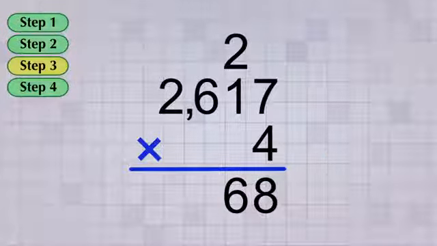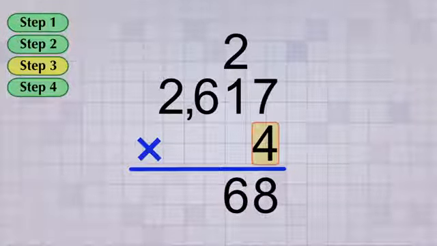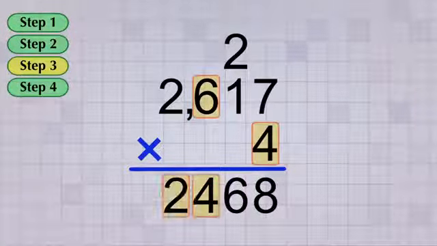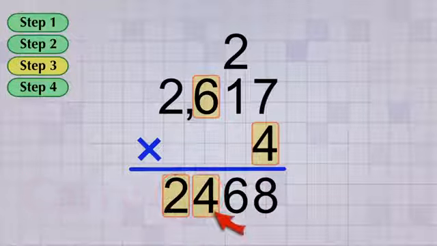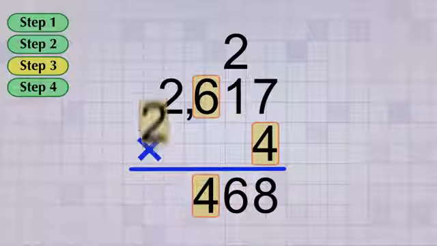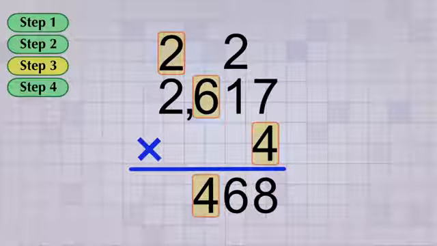For our third multiplication step, we'll multiply 4 times 6, and that gives us 24. Yep, it's a 2-digit answer, so we'll need to carry again. The 4 stays in the answer, and the 2 moves up to the top of the thousands column.